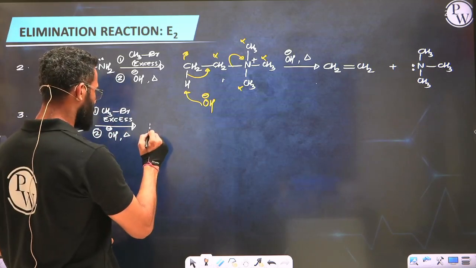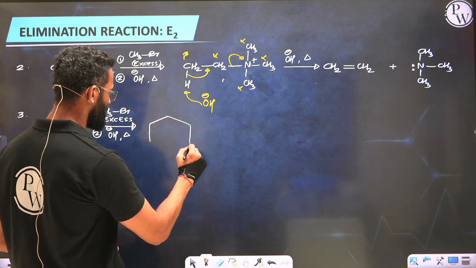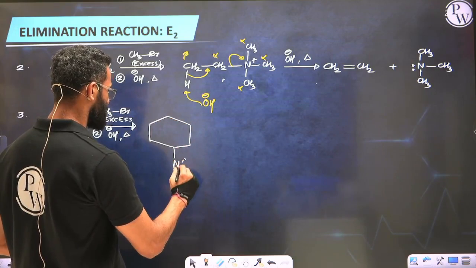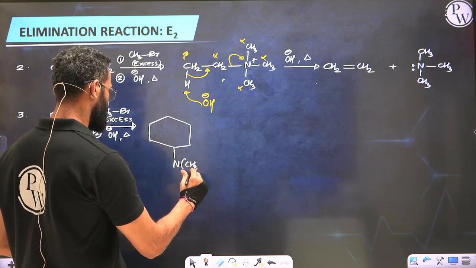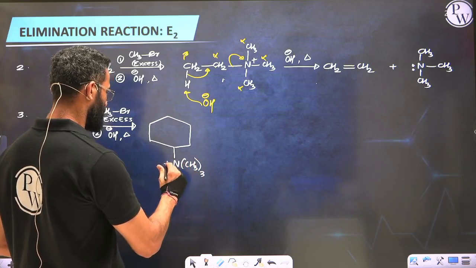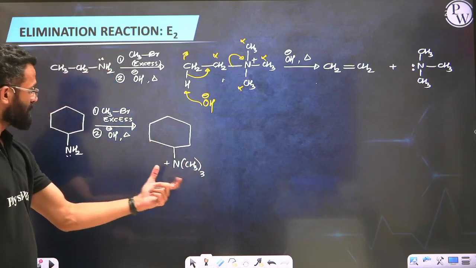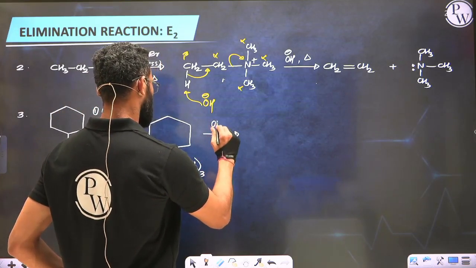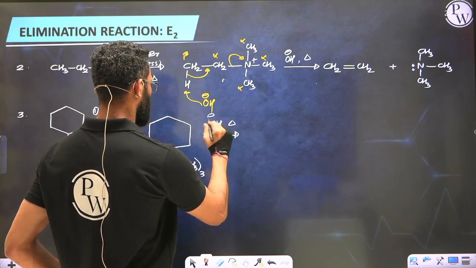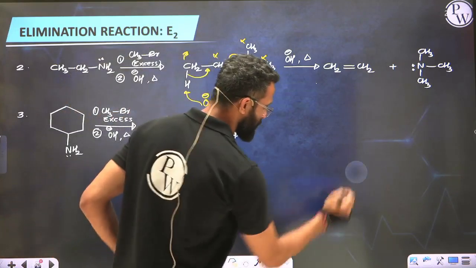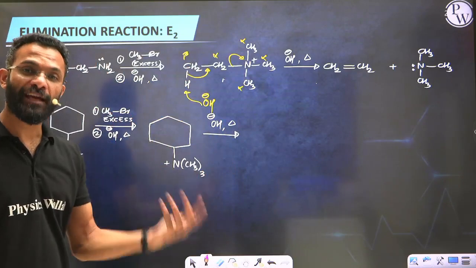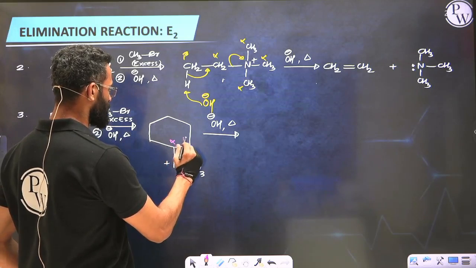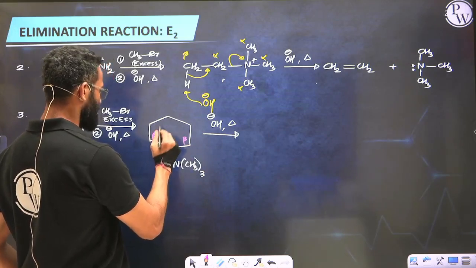So we will be getting NCH3 thrice plus. So that is your NR3 plus. Now OH minus and heat is Hofmann elimination. So Hofmann elimination is a type of E2. E2 is a type of beta elimination. So you look for beta carbon, nitrogen, and this is alpha. I've got this is also beta and even this is beta. Let's call it beta dash.